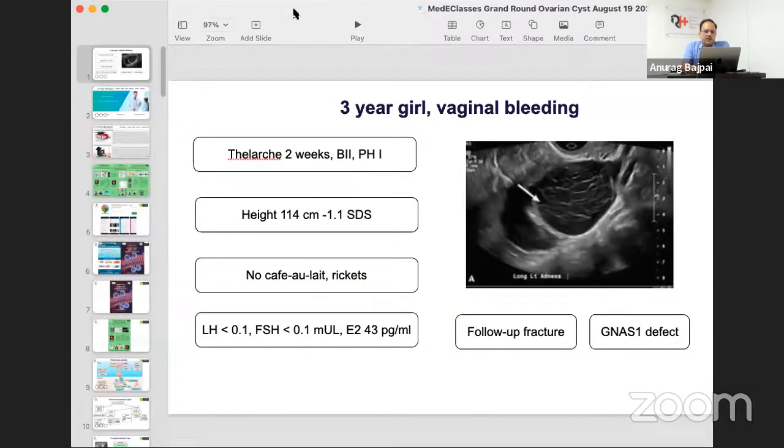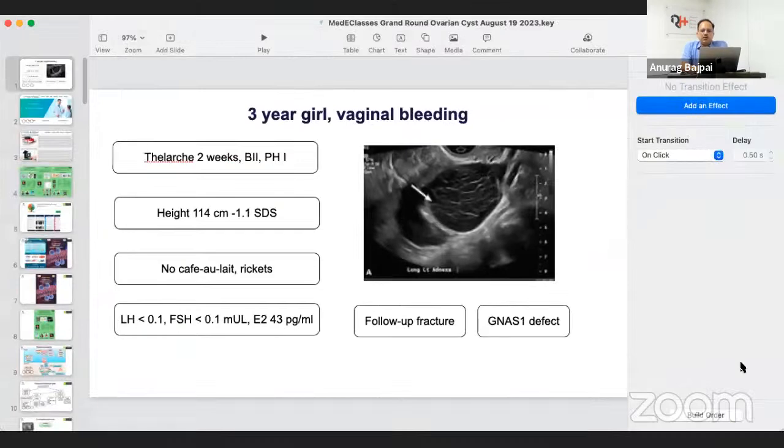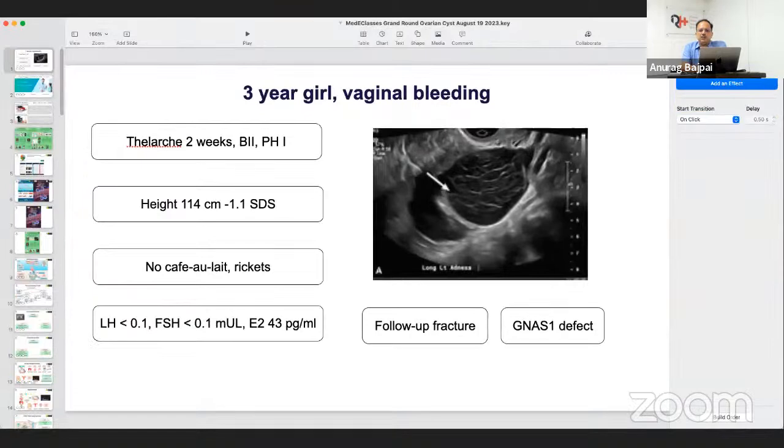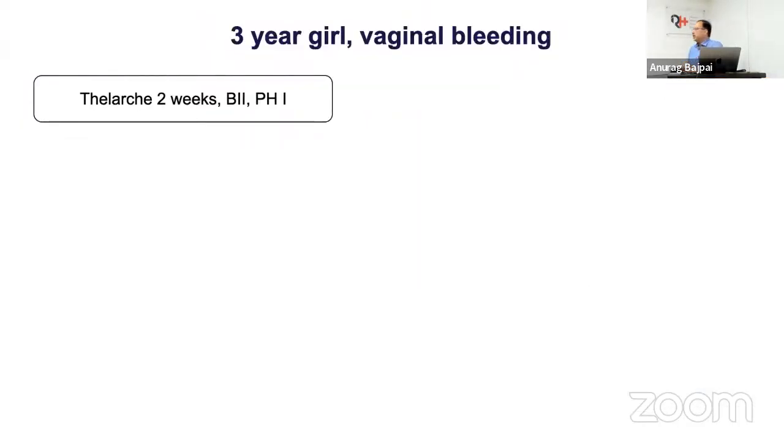So why is it that we need to worry about ovarian cysts? Because ovarian cyst is something which can happen as part of any changes in a normal scenario. And often these follicular cysts are there and they are reported as functional ovarian cysts. But in a young girl who is presenting to us, we need to be wary about multiple factors. So I'll highlight this with this case.